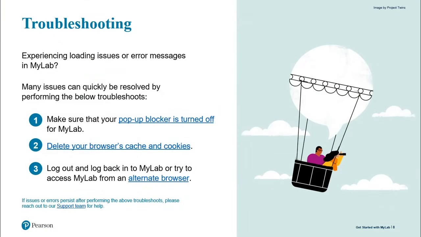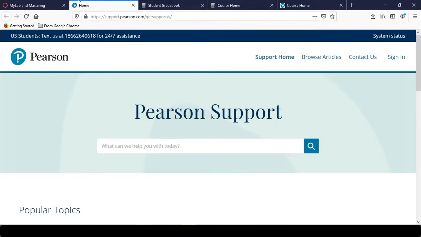Very often, technical issues can be handled with one of these 3 steps. Make sure that your pop-up blocker is turned off for MyLab. You can delete your browser's cache and cookies or user history. And lastly, logging out, logging back in, or trying an alternate browser will usually solve any issues you might be having. If you are still having issues, fill out a support ticket and be sure to include any screenshots showing what you're seeing.